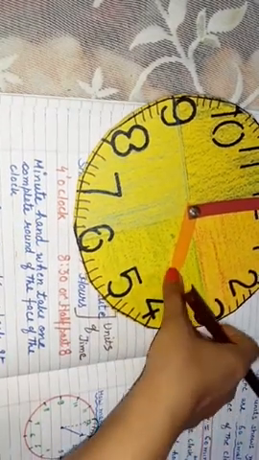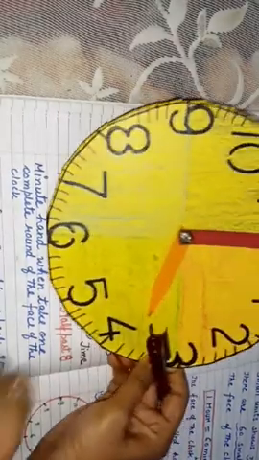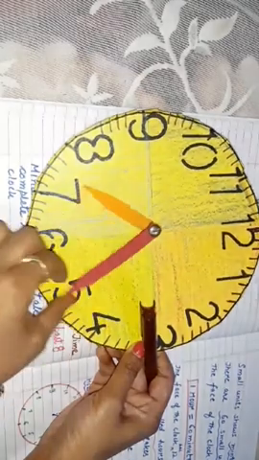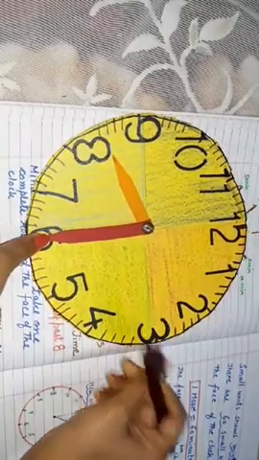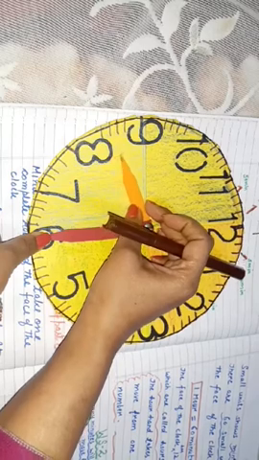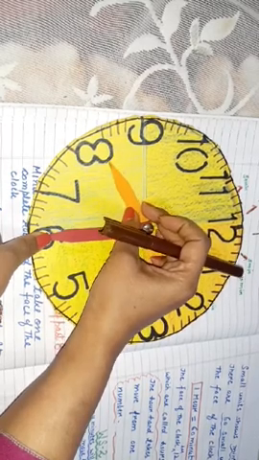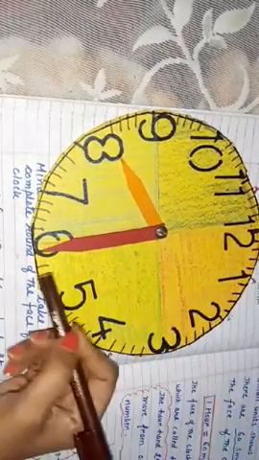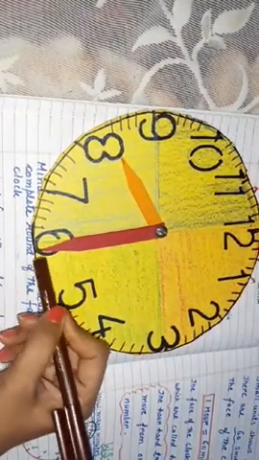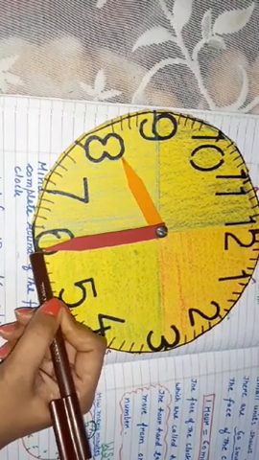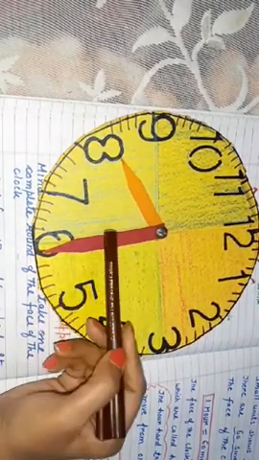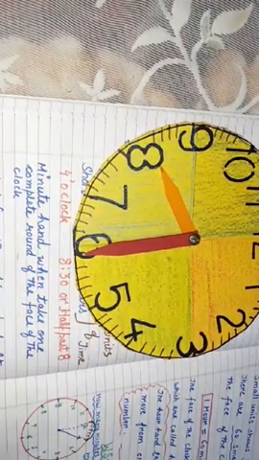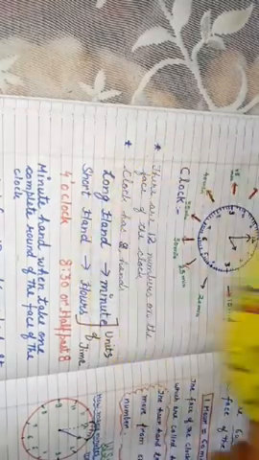Now when the minute hand comes to 6 and the hour hand is at 8, the time will be 30 minutes, because at 6 we have 30 minutes, and we call it half past 8. So what do we call it? Half past 8.